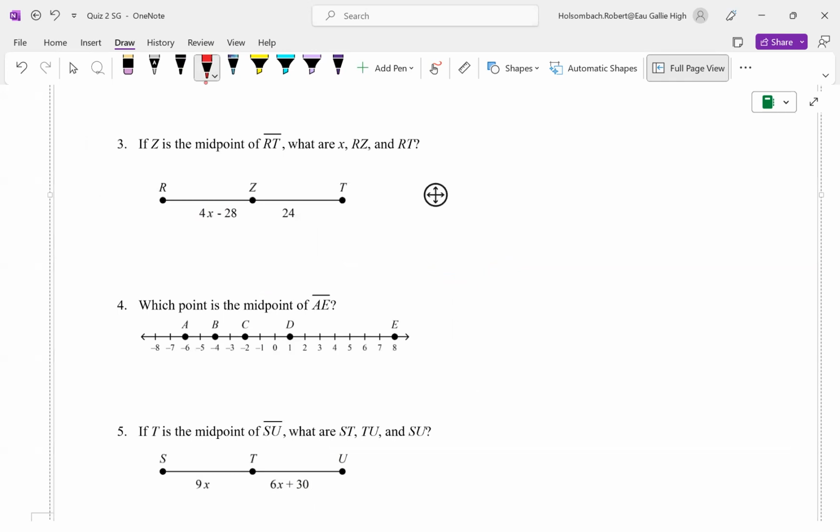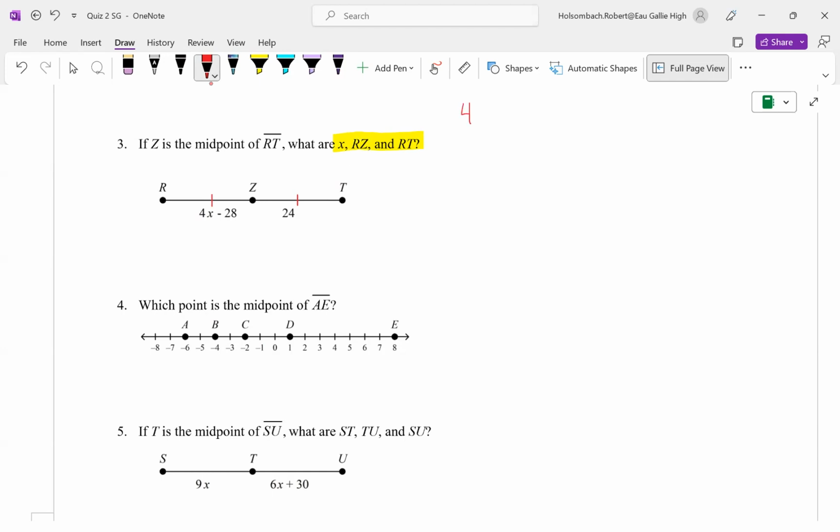All right, problem number 3. If Z is the midpoint of RT, then Z is in the middle of R and T. So we're going to put tick marks on here. And those tick marks mean that RZ is congruent to ZT. And if that's the case, we can solve for X. Because the question is, what are X, RZ, and RT? So the first thing we're going to do is solve for X.